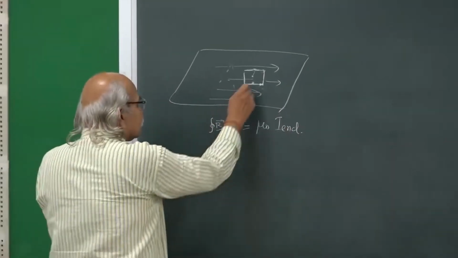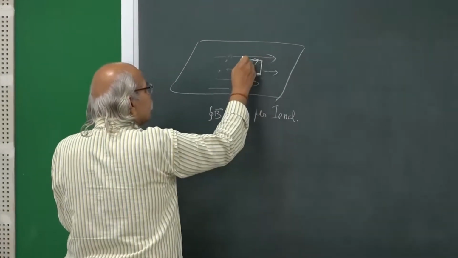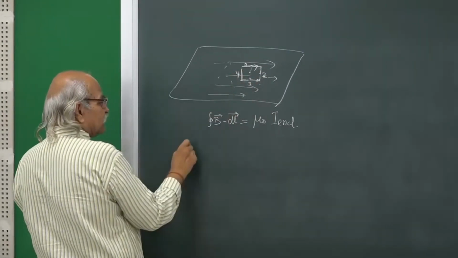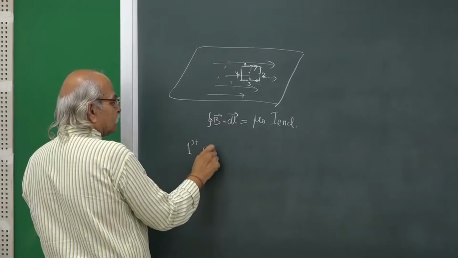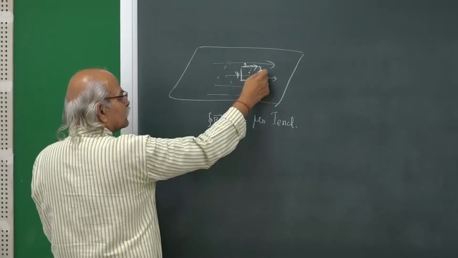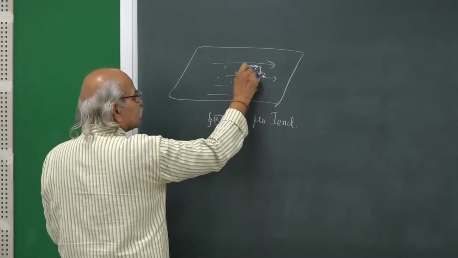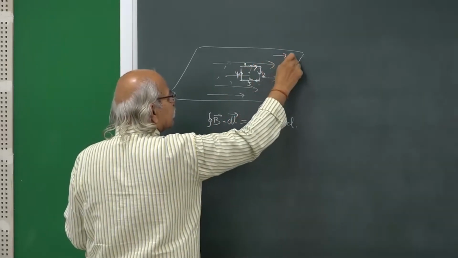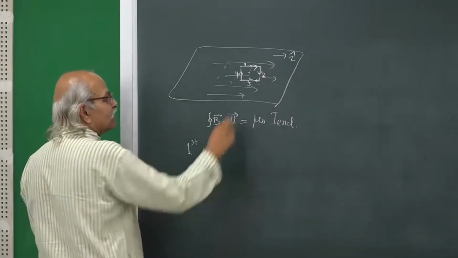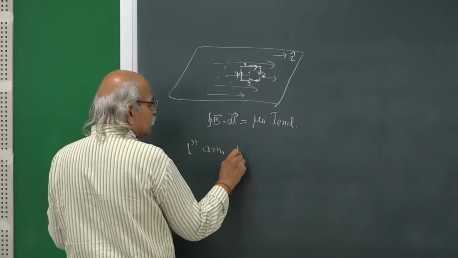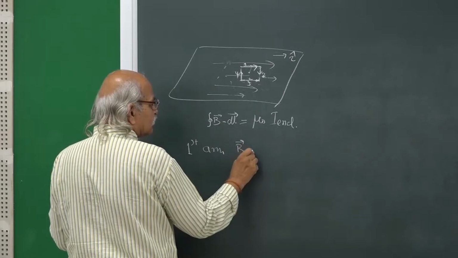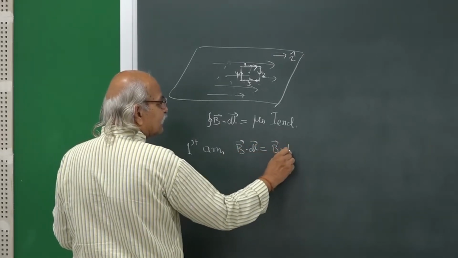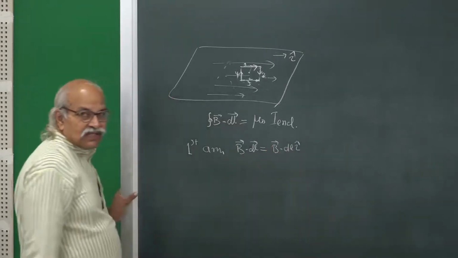Now, B dot dl. Let us say the arrow is this way, and this is the first arm, second arm, third arm and fourth arm. So, first arm, this arrow is like this. For this one, B dot dl, let us say this direction is the x direction. So, the unit vector is i cap. So, B dot dl will be B dot dl i cap, right.